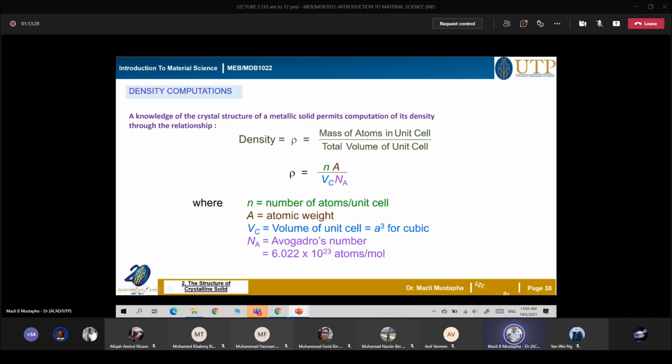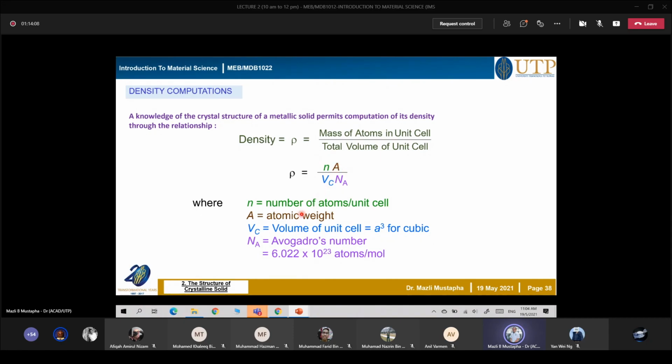Before we break, I think I can give you another 5 minutes for the density computation. For the density computation, we use the formula from just now. Again, the formula is given. What is density? Density is mass over volume, but for this one, we define it as the mass of atoms in the unit cell over the total volume of the unit cell. N is the number of atoms per unit cell, and A is the atomic weight. Again, don't worry, all these formulas are given.